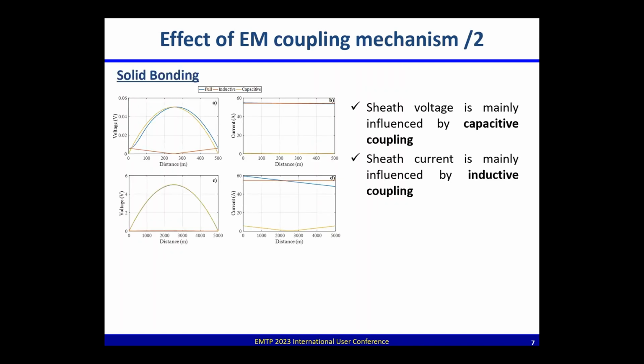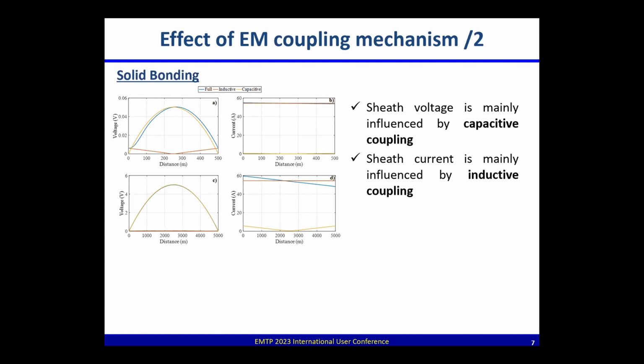Then we move on to the solid bonding case. Here, the trend is actually a dual trend. So again, we can see that the sheath voltage is mainly influenced by the capacitive coupling. You can see on Fig A and on Fig C that the blue curve actually follows the yellow one, which is the capacitive charging effect. And the sheath current is mainly influenced by the inductive coupling.